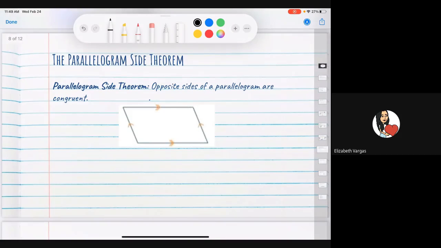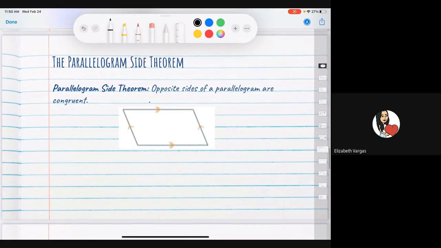So there is another theorem we're going to look at. This is the parallelogram side theorem, which basically says opposite sides of a parallelogram are congruent. So instead of opposite angles, opposite sides are congruent. So what does that mean? Well, let's say we're looking at this side. Opposite sides are those on the opposite side. So my opposite side would be this one. And because they're congruent, if I knew that this side was equal to 8 inches, well, then this side would also be equal to 8 inches.